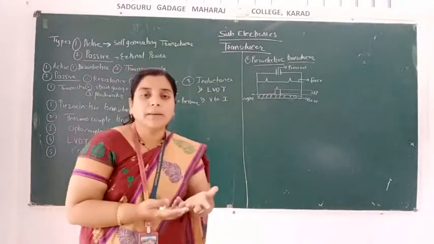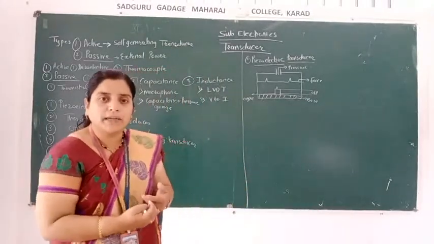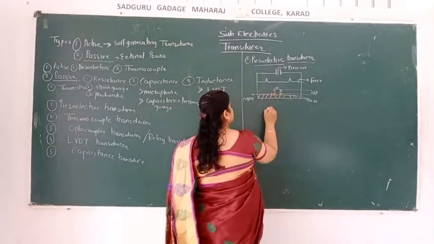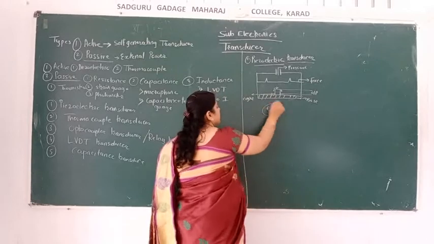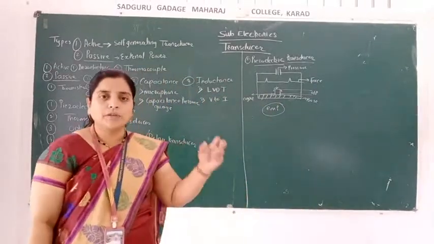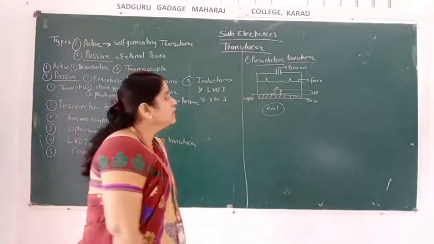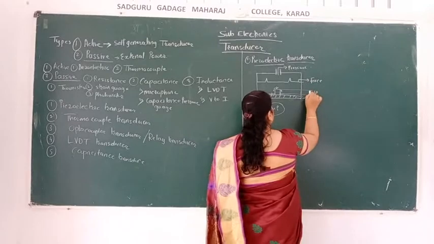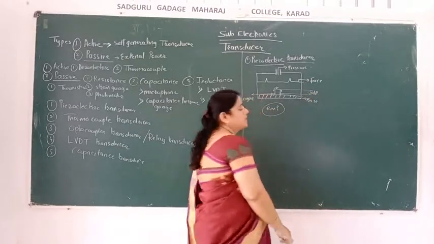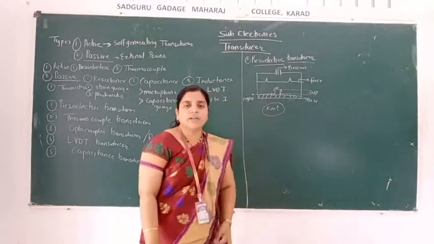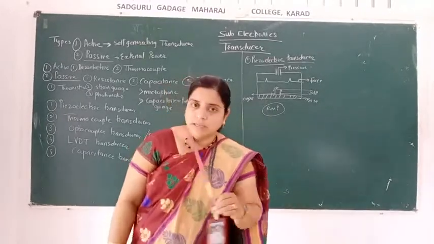If pressure is applied and force is applied on the crystal, then what happened? The crystal has the property that it produces an EMF across it. When EMF is produced, there is a flow of current, and because of the flow of current, it is measured at the meter, which measures the output. So this is the working of the piezoelectric transducer.